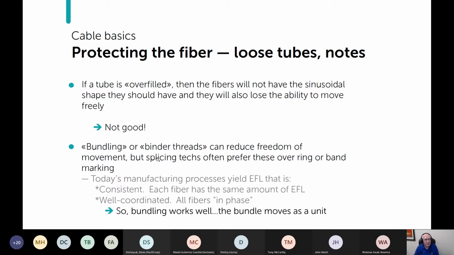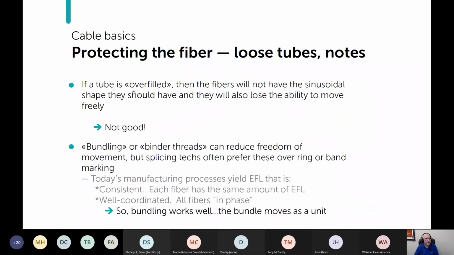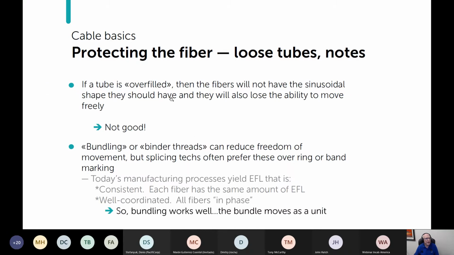Some basic things that you can take away from this concept is that if I put too many fibers in a tube, then they can't have the sinusoidal shape, right? Physically, there's only so many fibers that you could put in here before they're sort of forced to be straight. And that's overfilling a tube, and that's not good.